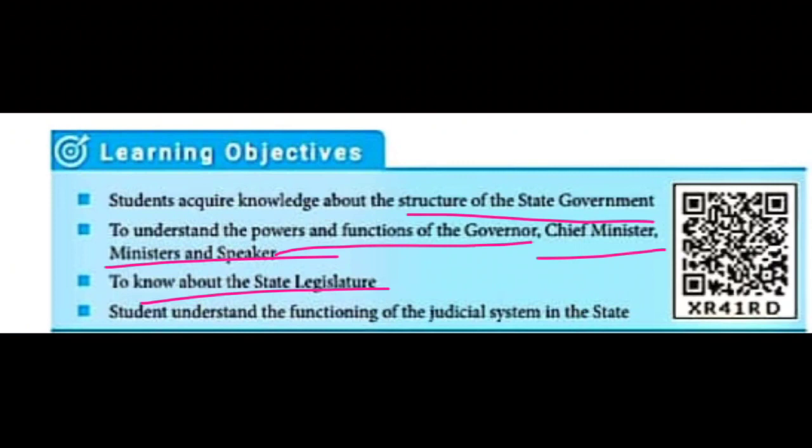Next, students, we can easily understand the functioning of the judicial system in the state. Judicial system in the sense that under the state government, the High Court is there. Then under that High Court, district courts are there, and under the district court, many courts are there. These are the things we are going to learn under this lesson.